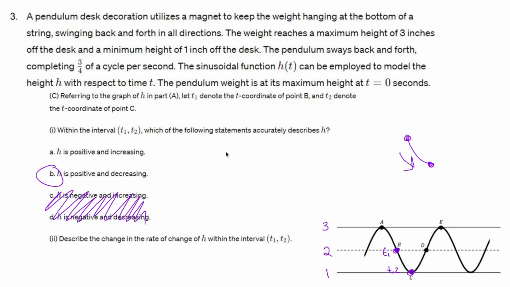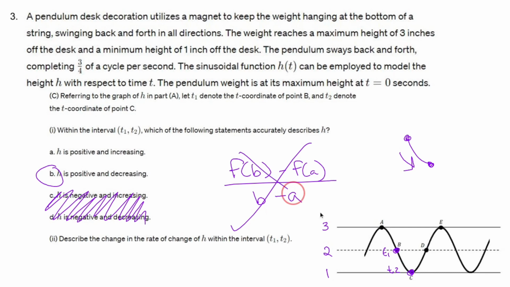Pretty simple answer. Okay? Nothing crazy that we have to lose sleep over. Why they're making us do t sub 1 and t sub 2, I have no clue. Why couldn't they just stick with B and C? I have no clue. I didn't make the problem. Actually, I did. Describe the change in the rate of change of h within the interval t sub 1 and t sub 2. And if you're thinking, rate of change, let's whip this puppy out. Yes, I can do this. Let me get the numbers from the previous thing. If you're thinking that, you're doing it wrong.